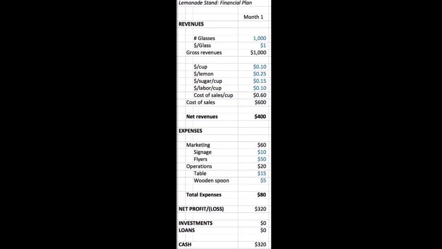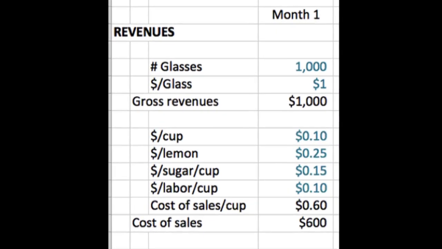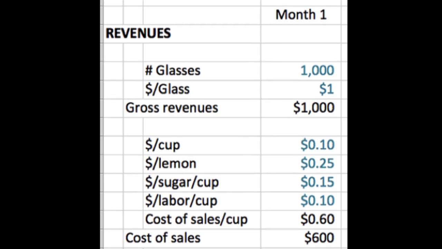It's time to make some best guesses. So here's how I filled in this spreadsheet for month 1 in my lemonade stand. Well, I'm assuming, again, big lemonade stand company, month 1, 1,000 glasses of lemonade get sold. And I'm using the same numbers as from the back of the envelope calculation.